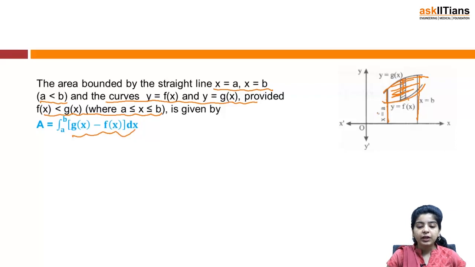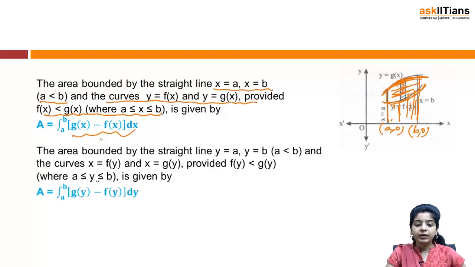And so the area would be the integral from a to b. This is a, this is b, that is (a, 0), (b, 0). So integral a to b g(x), the area enclosed by this curve, minus the area enclosed by this curve, that would be this entire area, right? So we finally get this area. So A equals the integral from a to b of g(x) minus f(x) dx.